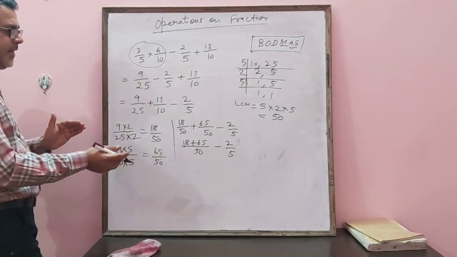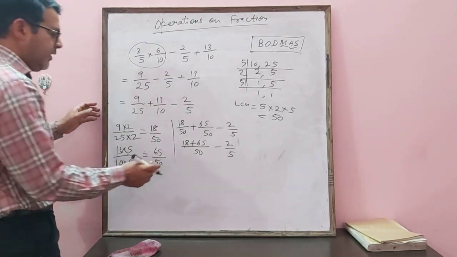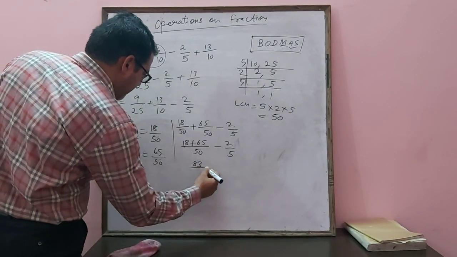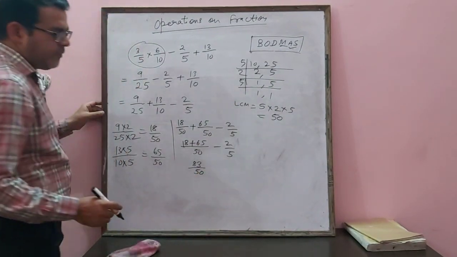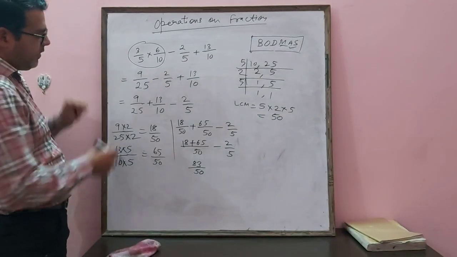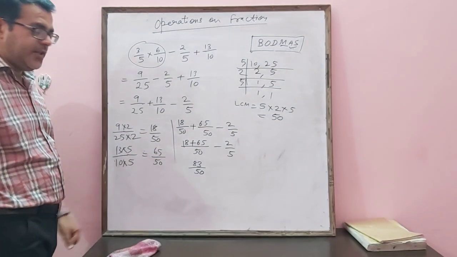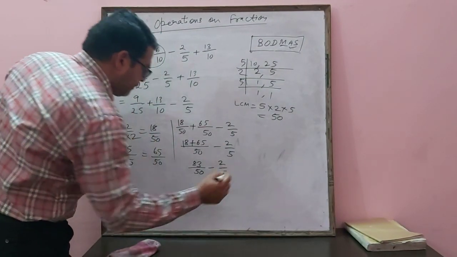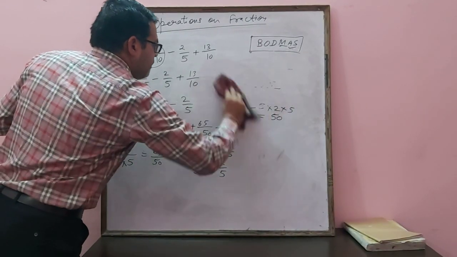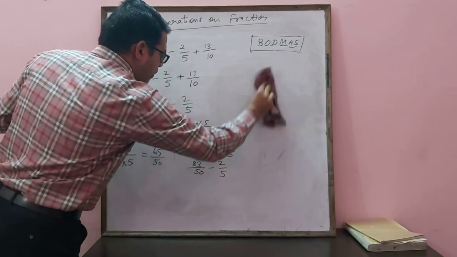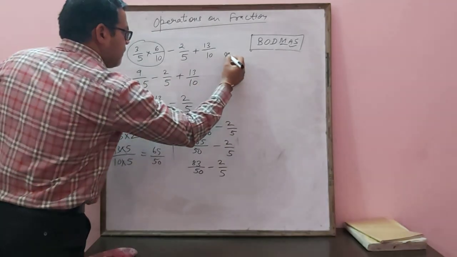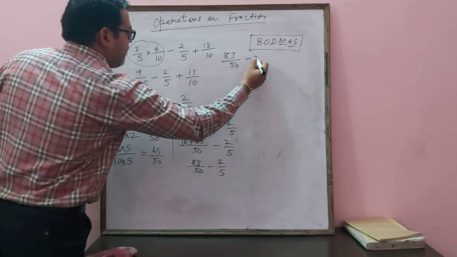So let's add 65 and 18. 83 we have here. You can add 65 with 18, we'll have 83. Minus 2 upon 5. Right? So, now we have only two fractions, that is 83 upon 50 and minus 2 by 5.